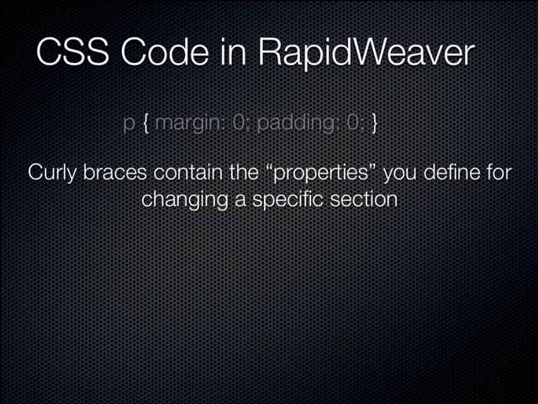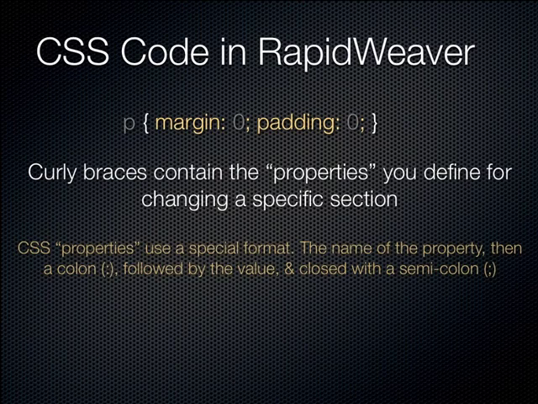Inside the curly braces is where you enter the properties, or instructions, for making the changes you want. These properties are written in a specific format. First, you type in the name of the property, for example, margin. Then, you type a colon, followed by the value, and end with a semicolon. All CSS properties are written in this way, and you can add as many properties as you want between the curly braces.